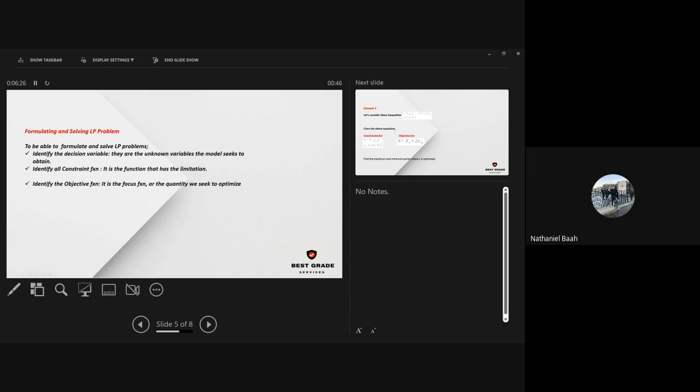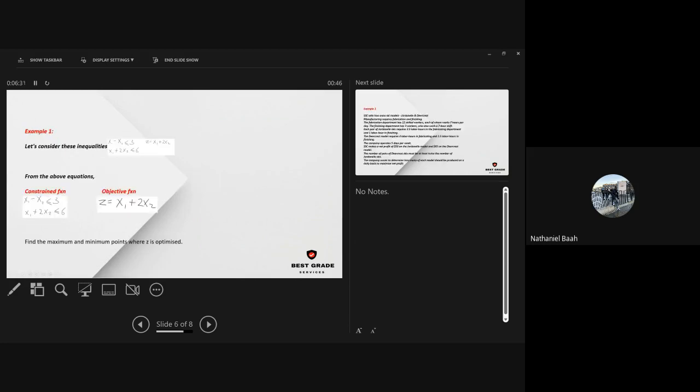Good. So let's move to step 2. In step 2, we are going to identify our constraint function. From equation 1, x1 minus x2 less than or equal to 3, that means when I combine x1 and x2, I shouldn't produce a quantity which exceeds 3. So the maximum I can produce is 3. It can clearly be seen here that we are constrained. We are limited in the quantity that we produce.